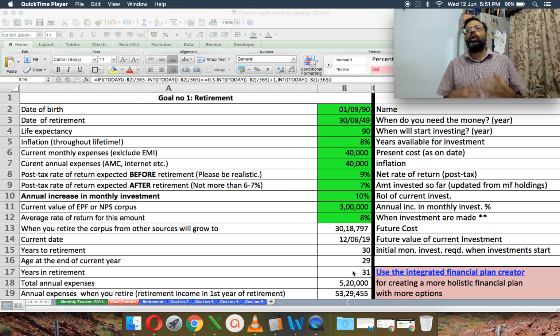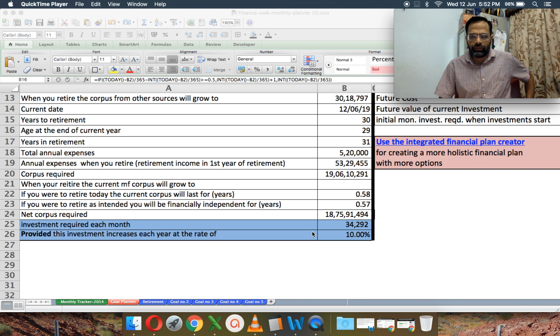I have since then moved on to use robo advisory tools, and the sophistication involved in calculating the corpus and estimating the retirement corpus, the accuracy is enhanced much better. But for many people, for a start, this is more than enough. So let me just have a quick look and see.